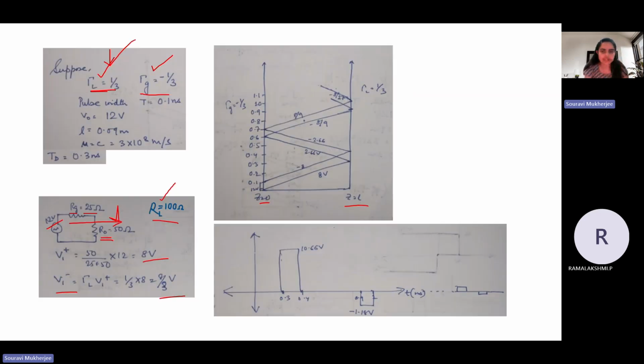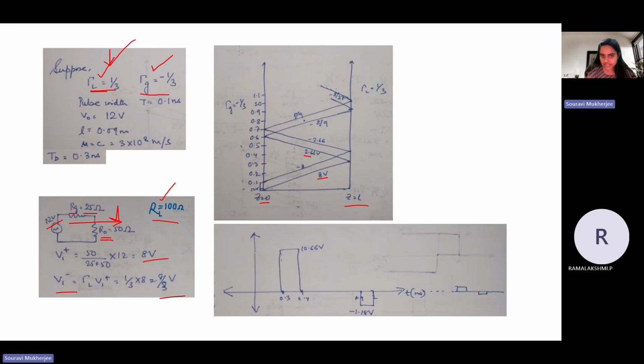So at t equal to 0, you have this 12-volt signal, right? Now it takes some 0.3 nanoseconds to reach your load end, right? So at 0.3, what would happen? You would have 8 volt reaching there, because V1 plus is 8 volt. Now, once it reaches there, there'll be a reflection, which will give you the voltage that will be reflected back. That will be 8/3, so that is 2.66, right? That is the voltage that is getting reflected.